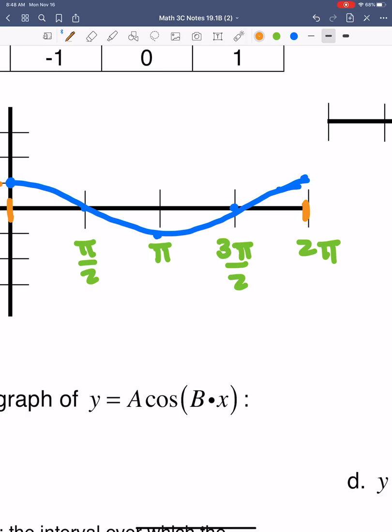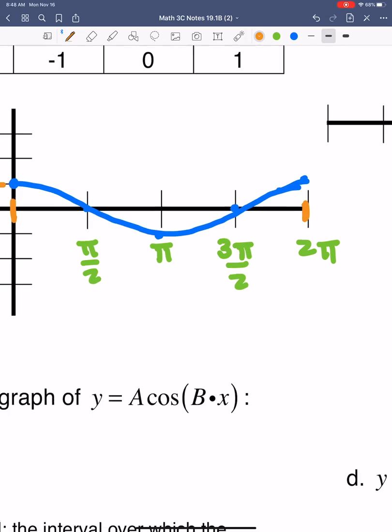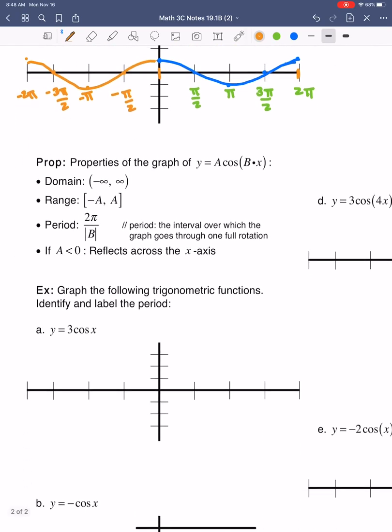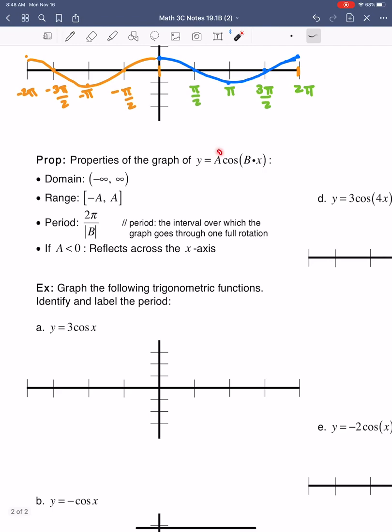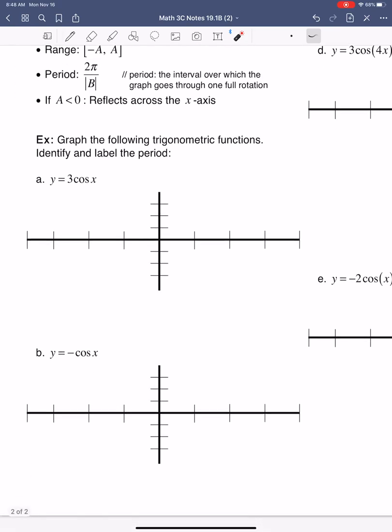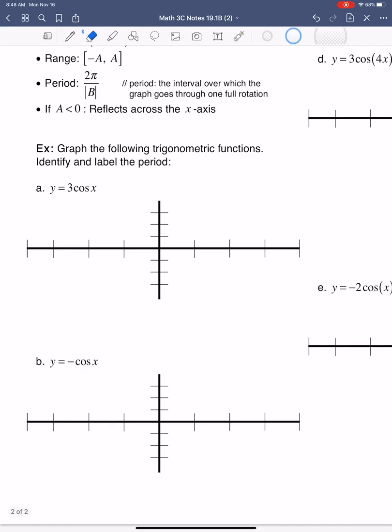So instead of having an up and a down, it just kind of has this valley here for cosine. And then it's got all the same pieces that we talked about last lesson. A will control the amplitude, how high up and how far down my graph goes. B will control the period, so how many cycles we have to get through by those certain tick marks. And then, of course, if A is negative, it would be reflected. So for this one, we've got A is equal to 3. That's going to change my amplitude, how high up and how far down I'm going.